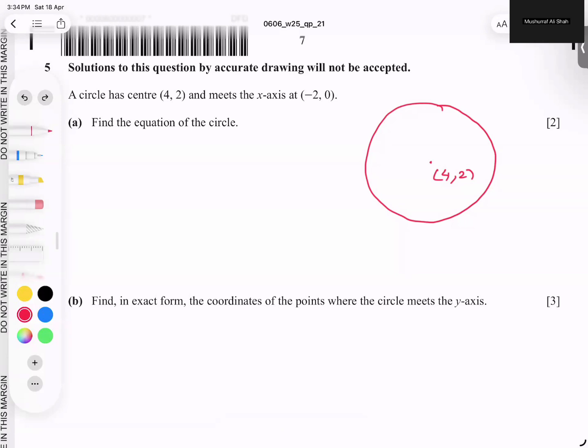If I tell you 4 and 2, this means 4 and 2. Look at the way: 1 2 3 4 and 1 2. So this is the center of the circle. Let me make it again. This diagram is very important. Without a diagram it is a bit hard to do, and never take the risk without a diagram. As a teacher, please make the diagram like this: 4 here and 2 here. So the center of the circle is here, and it's cutting the x-axis at -2 and 0. -2 is where? -2 is this point.